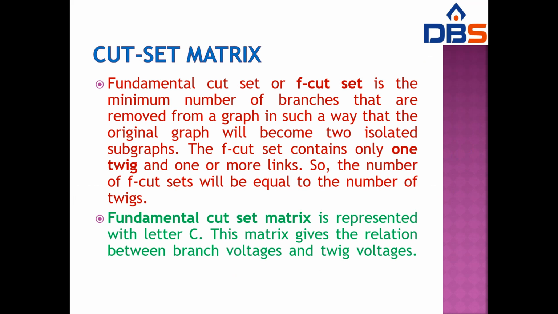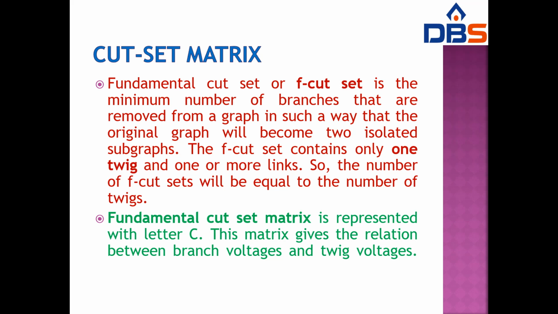Next, we go to the cut-set matrix. So fundamental tie-set and cut-set are in the same manner. Fundamental cut-set or F cut-set is the minimum number of branches that are removed from a graph in such a way that the original graph will come to isolated subgraphs. The F cut-set contains only one twig and links. So the number of F cut-sets will be equal to the number of twigs.